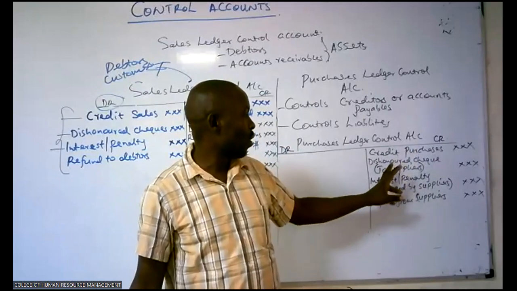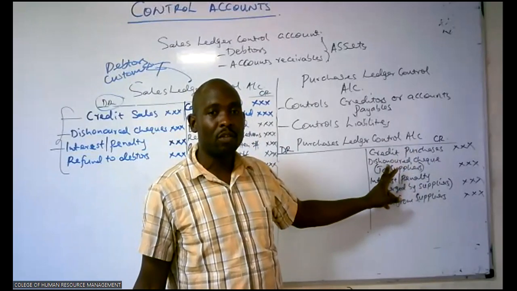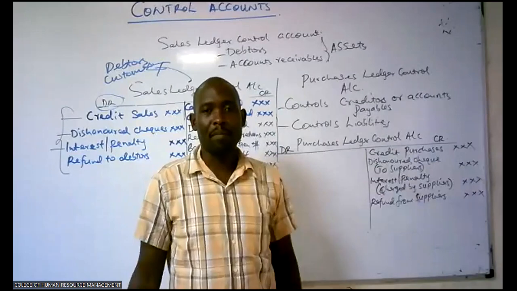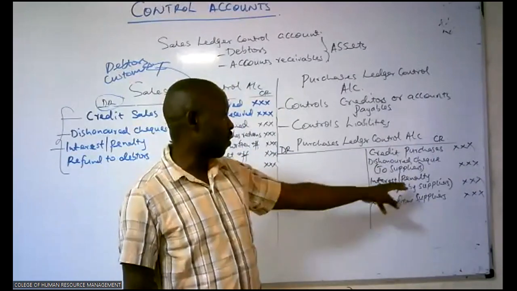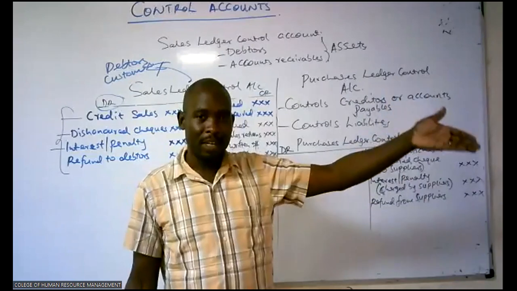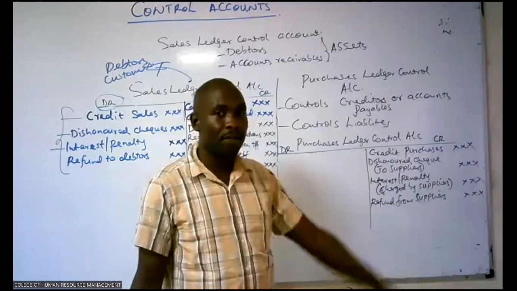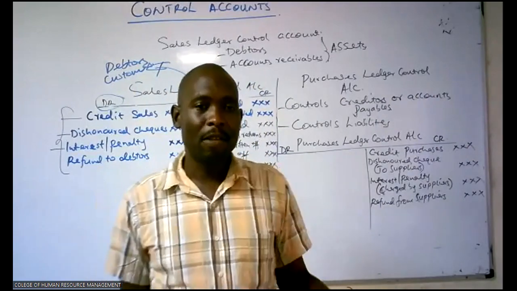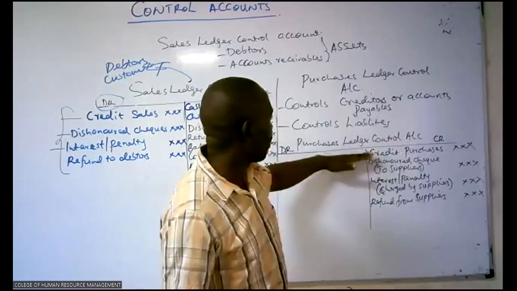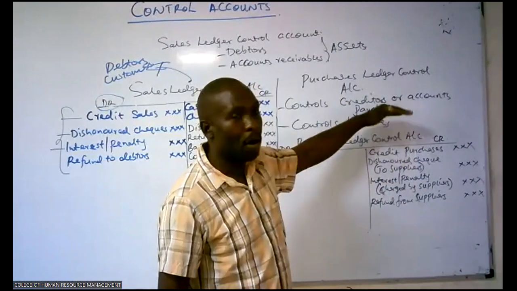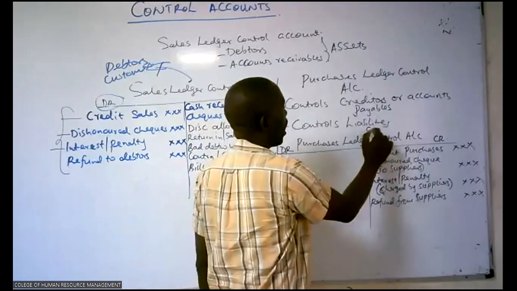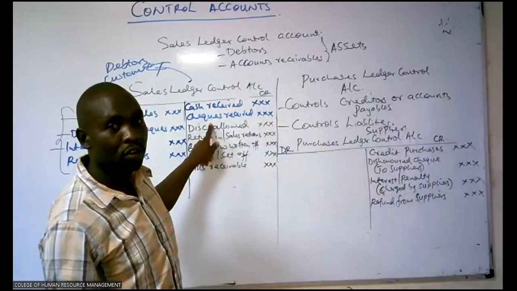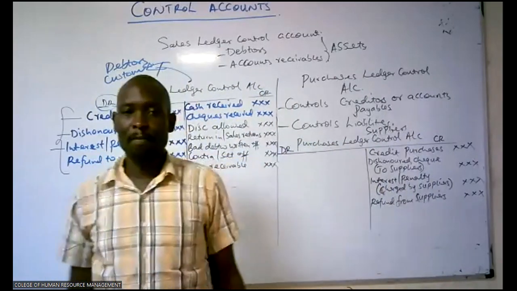When we do credit purchases, it increases. When the check that we had issued has been dishonored, the money is added back because we have not paid. When we issued the check, it reduced, but if it was dishonored, we have not paid. The interest or penalty charged by the suppliers increases what we needed to pay them. Refund from suppliers: the same explanation I gave for refund to customers applies. But now, remember, for the purchases ledger control account, it will be talking about creditors or accounts payable, and the question will be more about suppliers. This one talks about the customers, this one talks about the suppliers.